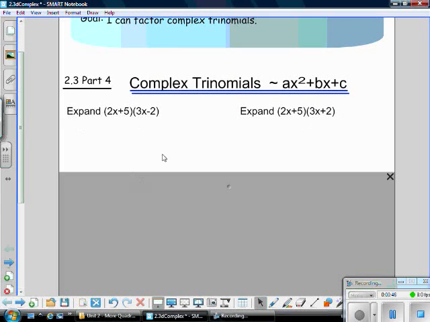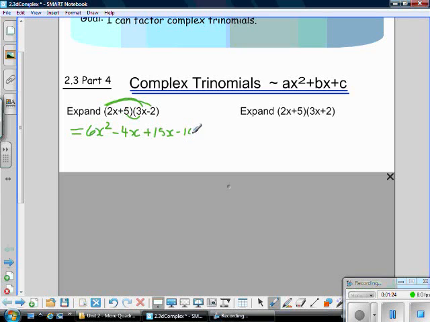So first of all, when we take a look at these two questions, here it's already in factored form. If I expand it, what does this look like? Well, let's do it. We end up doing FOIL. So we have 2x times 3x, which gives a 6x squared. And sorry, because my mouse writing skills are not the greatest. A 2x times a negative 2 gives a negative 4x. Then if we do the inside, we end up with a 15x. And finally, we're left with a negative 10.